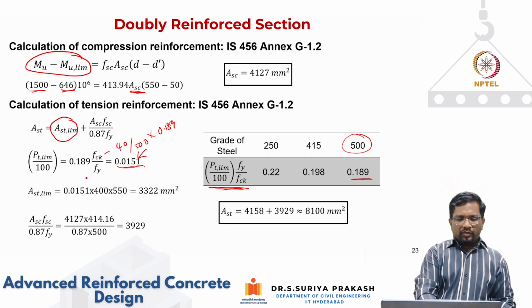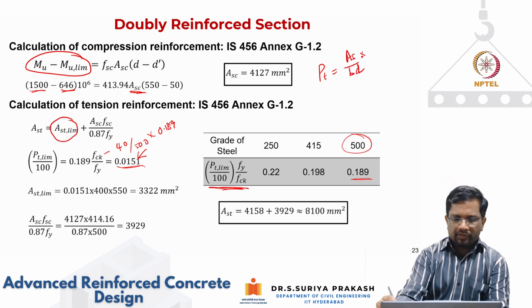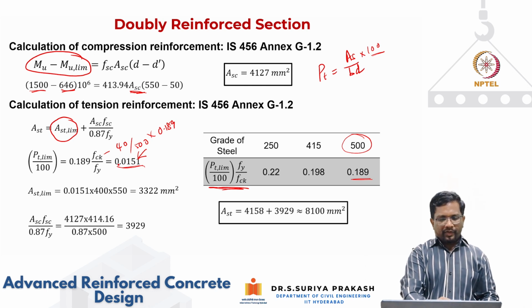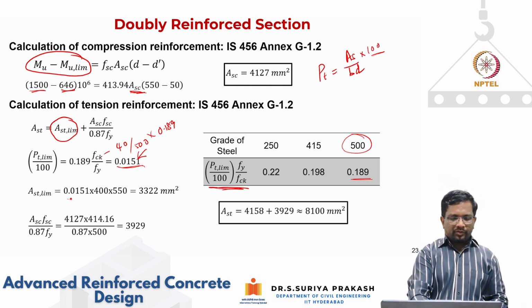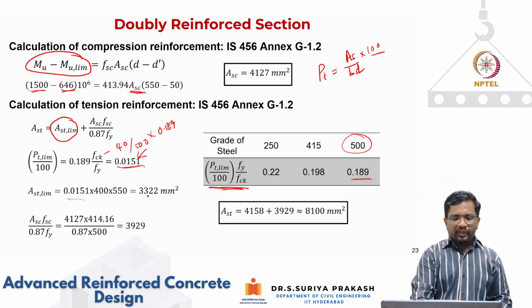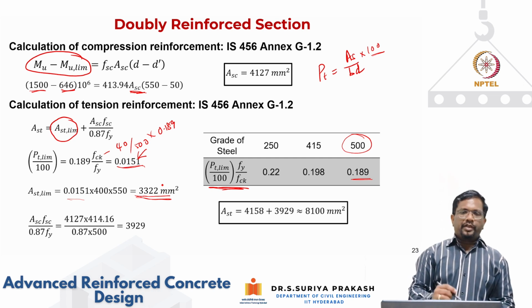Again you plug back. What is PT limit, or what is the definition of PT? It is nothing but your AS divided by B times D, multiplied by 100. Always it is expressed in terms of percentage. That is why this 0.189 is given here. So if you substitute that 0.0159 multiplied by 400 times your effective depth of 550, you get 3322 mm square as your limiting reinforcement.